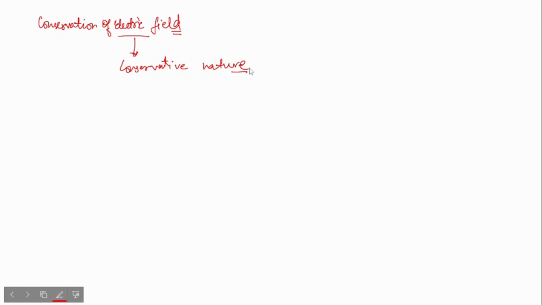What does conservative nature mean? It means that work done in an electric field will be independent of the path followed. That means the work done will only depend on the initial and final position.